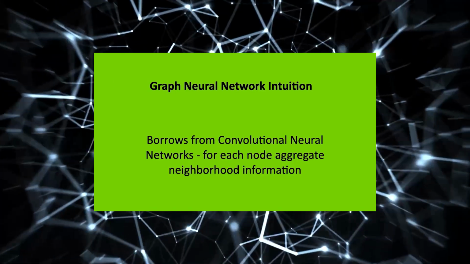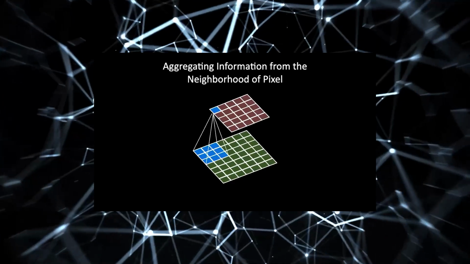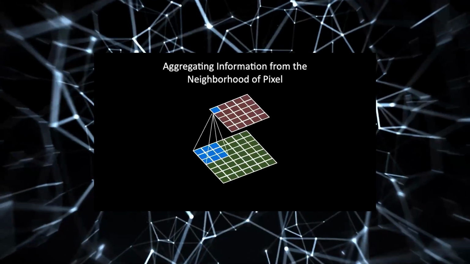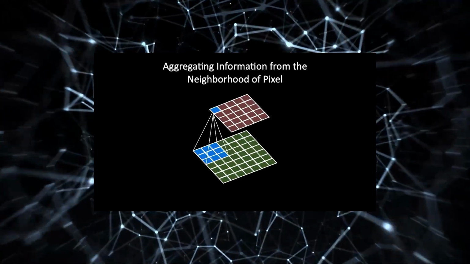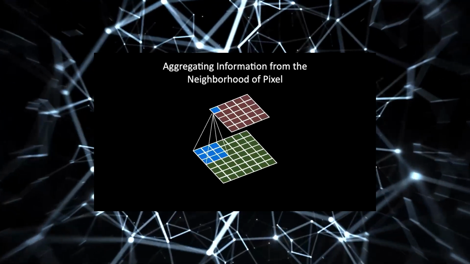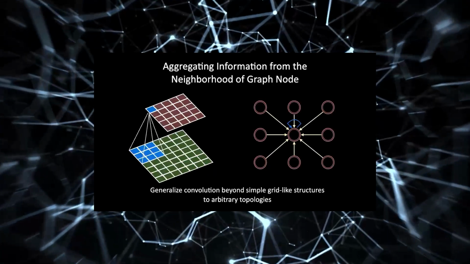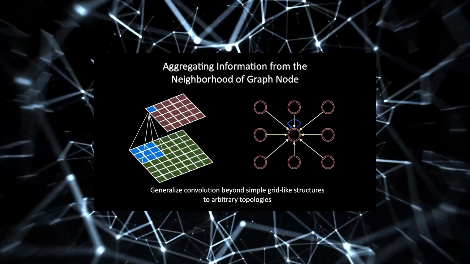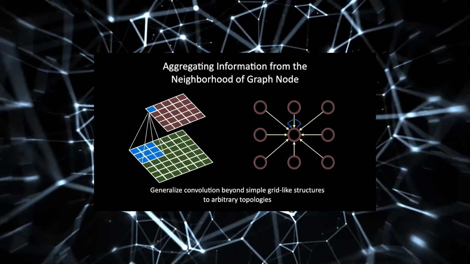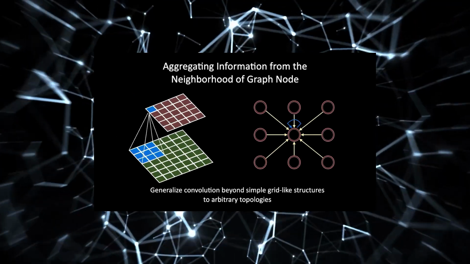An image, of course, can be represented using a regular matrix. Every pixel in the image has exactly the same number of neighbors. Graph topologies are more complex and arbitrary. Graph neural networks generalize this idea of convolution, that is, aggregating information from the node and its neighbors, beyond simple grid-like structures to arbitrary topologies. Every layer of a graph neural network aggregates information for each node in the graph. This information is aggregated for each target node from the neighboring nodes as well as the current node.